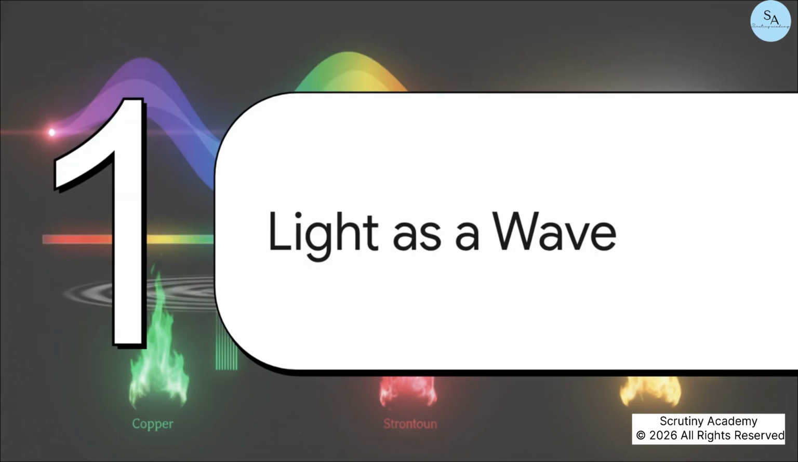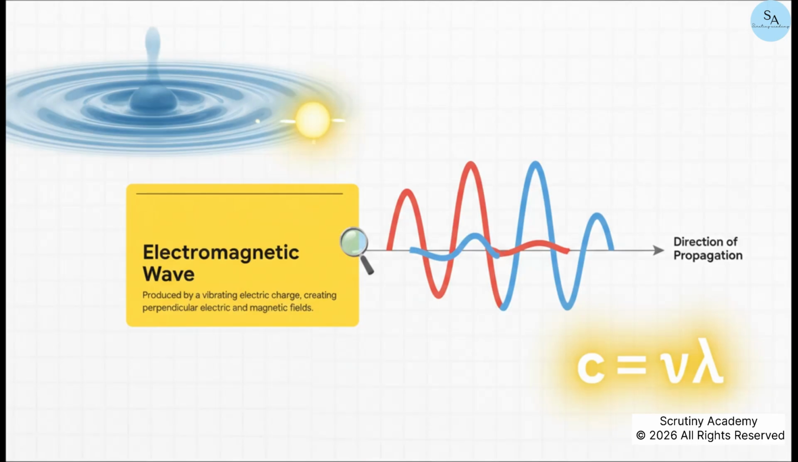Okay, so we're saying light acts like a wave. But what does that actually mean? Like, what is a light wave, really? Let's dig into the physics a little bit. So, you know how if you drop a rock in a pond, it makes ripples? It's kind of like that.